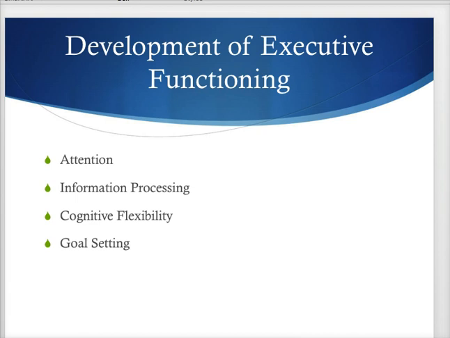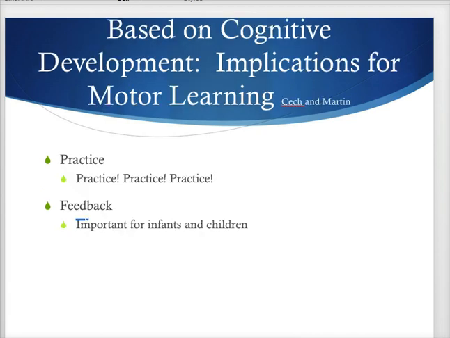What this means for you is that if you are treating children, you need to consider at what age these things are expected and tailor your intervention to the fact: can they attend to what you're trying to do? Can they process the information? Is it too simple or too complex? Can they switch between activities easily, or should they use a more blocked schedule? And are they able to participate in setting of their goals? Are they old enough? So there's some implications for motor learning.